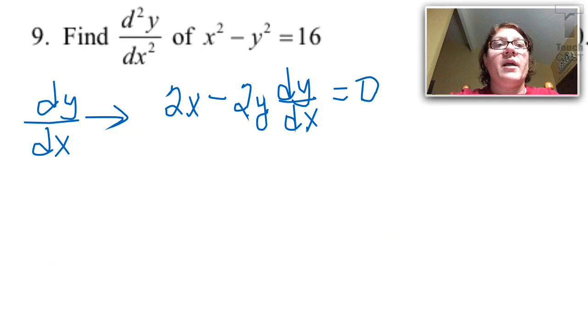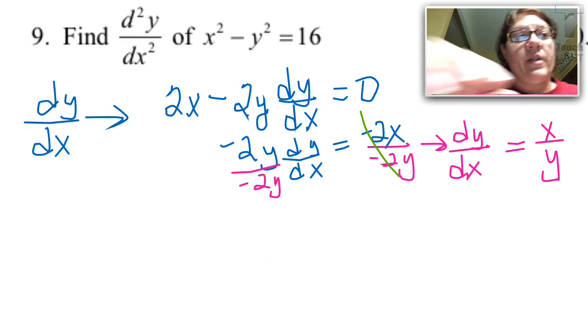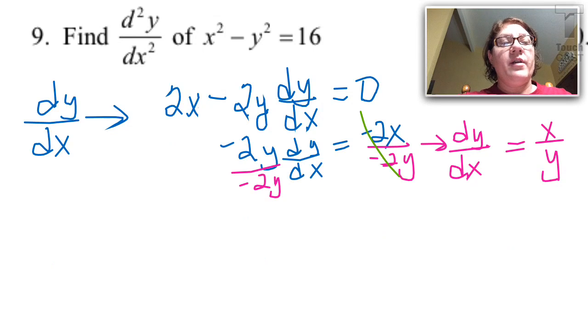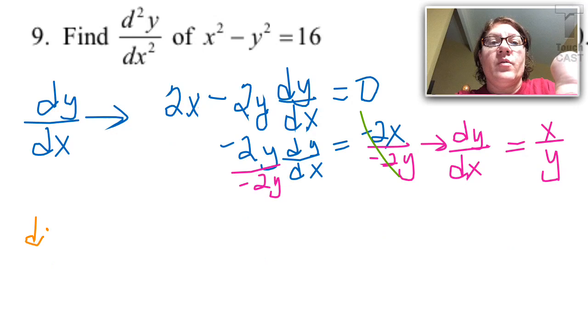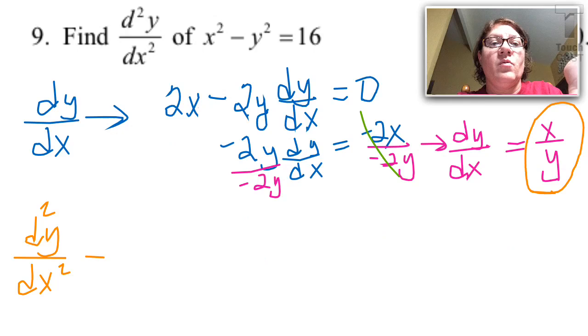And then if I get dy dx by itself, I'll move some things algebraically. So my first derivative is equal to x over y. So now I'm ready to find the second derivative. So now I have to use the first derivative and take the derivative of it. Whoops, forgot my little squares. And since this is a quotient, I'll have to do quotient rule.